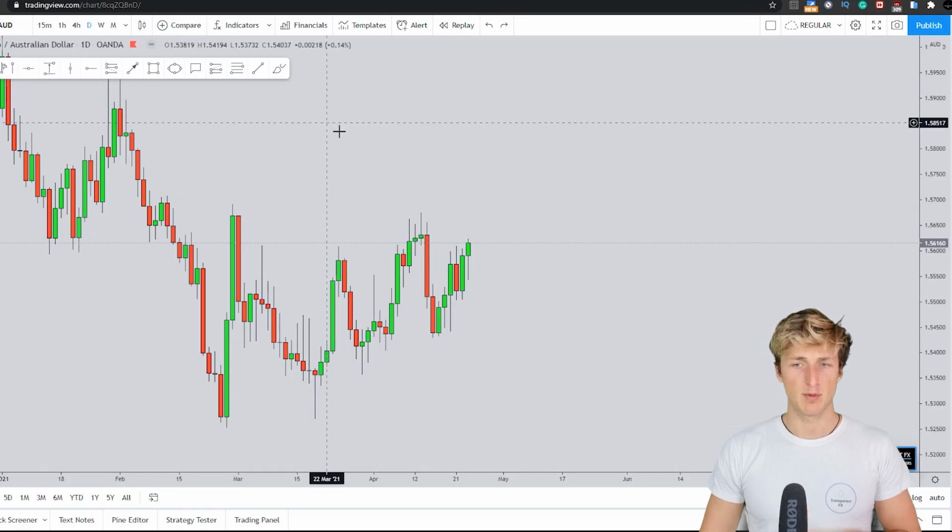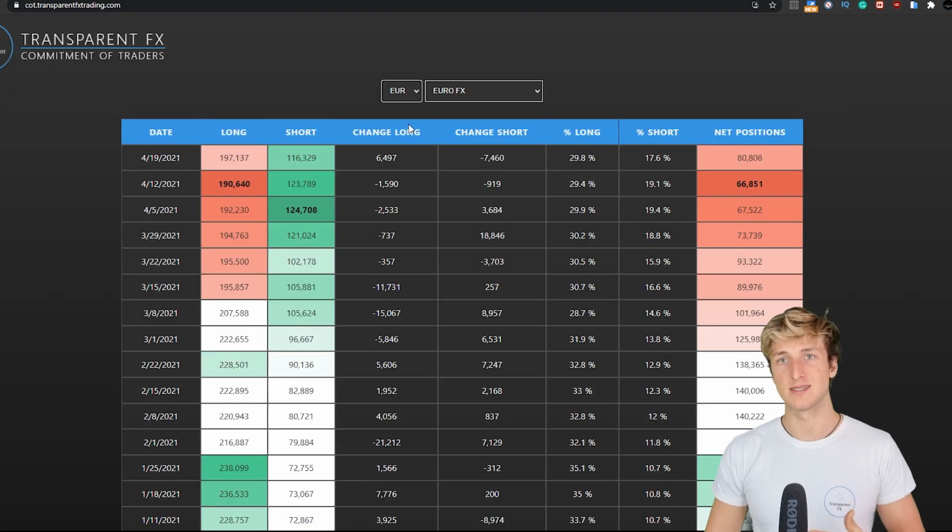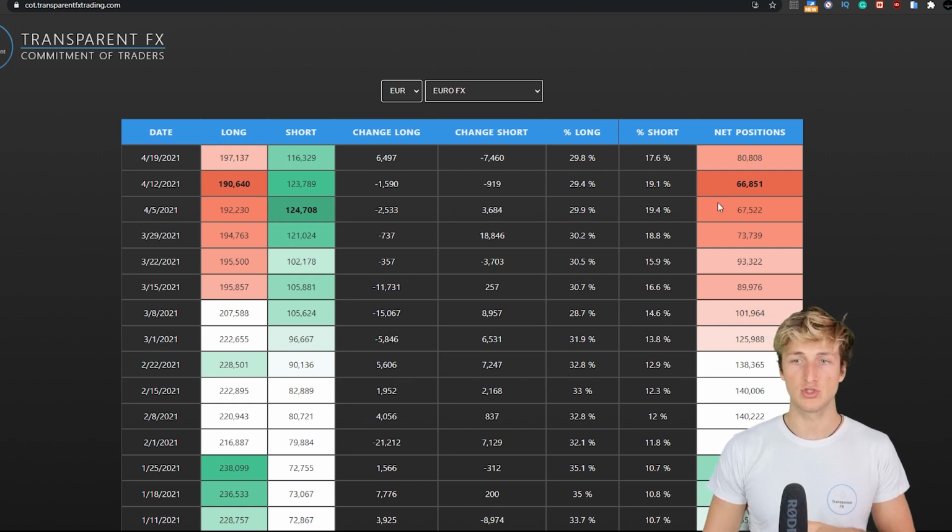Now, before I show you what we have on the daily, let's first see what we have from a COT perspective, so commitment of traders, which is what hedge funds are doing in the market. If we check the data for the euro, with the last report hedge funds have added 6.4k long positions and closed 7.4k shorts.